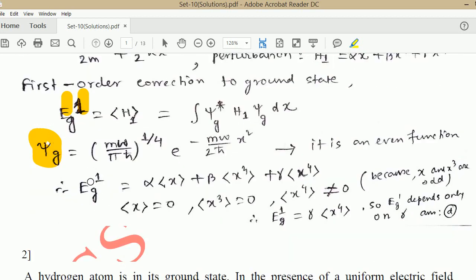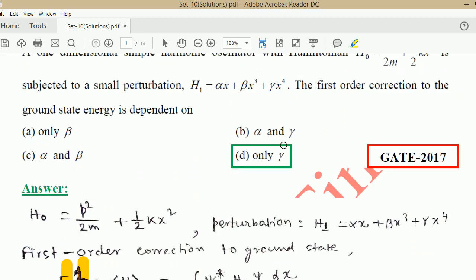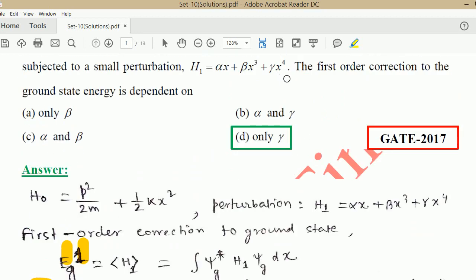So EG1, the first order correction to the ground state, equals alpha times the expectation value of x, plus beta times the expectation value of x cube, plus gamma times the expectation value of x to the power 4. Now the expectation values of x and x cube are 0 because x and x cube are odd functions, but x to the power 4 is an even function and the wave function is also even, so it will produce a non-zero term. So it should depend only on gamma, because the x to the power 4 term is associated with gamma. So option D is the correct option.